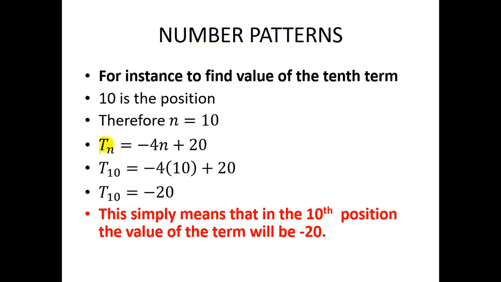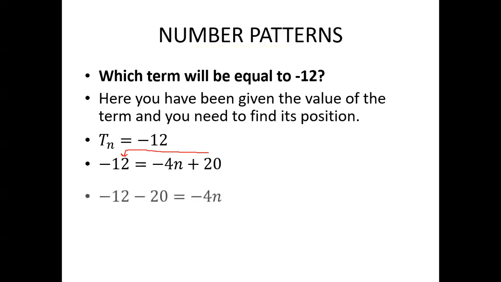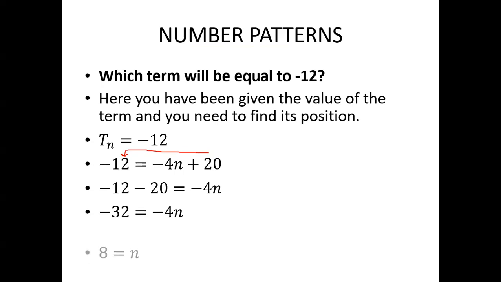You will end up having negative 12 is equal to negative 4n plus 20. And then take that 20 to the left-hand side. So when you take this 20 to this side, you will get negative 12 minus 20 is equal to negative 4n. Negative 12 minus 20, that will be negative 32. And then you divide both sides by negative 4, you will end up having n is equal to 8.